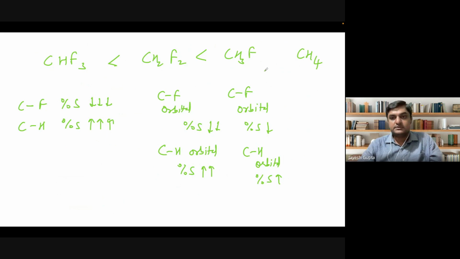Now CH4, it is easy. There is no fluorine atom. So this hydrogen will have proportion in sp3. So percentage S will be less than that of CH3F. So that's why it will be having maximum bond length. Understood this or not? Or may I explain this again?